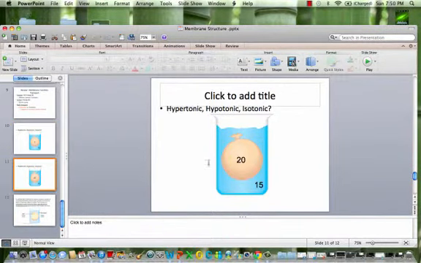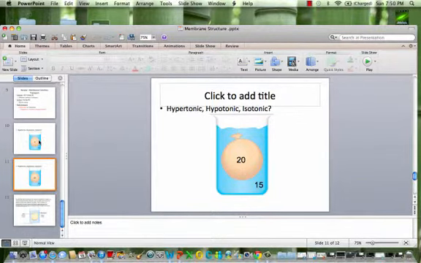Let's look at another example. Now we have a cell that has a solute concentration, or solute particles, that are higher than the solution. So these solute particles would be hypertonic, or the cell would be hypertonic to the solution.